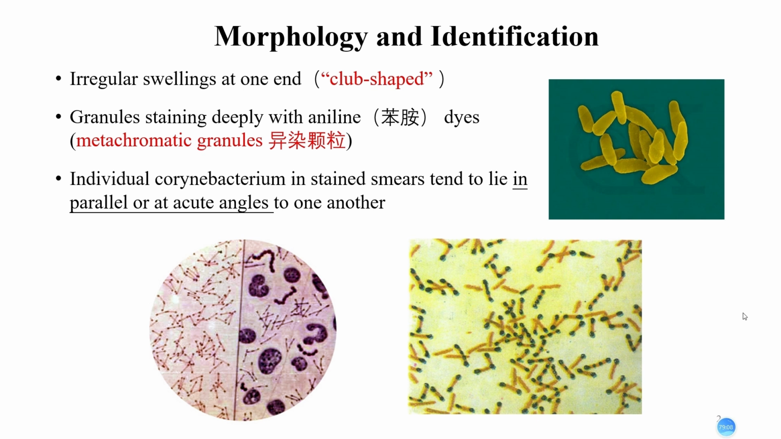And under the microscope, in the smear, the individual Corynebacterium bacteria would lie in parallel. So the two different bacterial cells would lie in parallel, or they lie at an acute angle, a small angle, to each other. So that's the typical morphology under the light microscope.